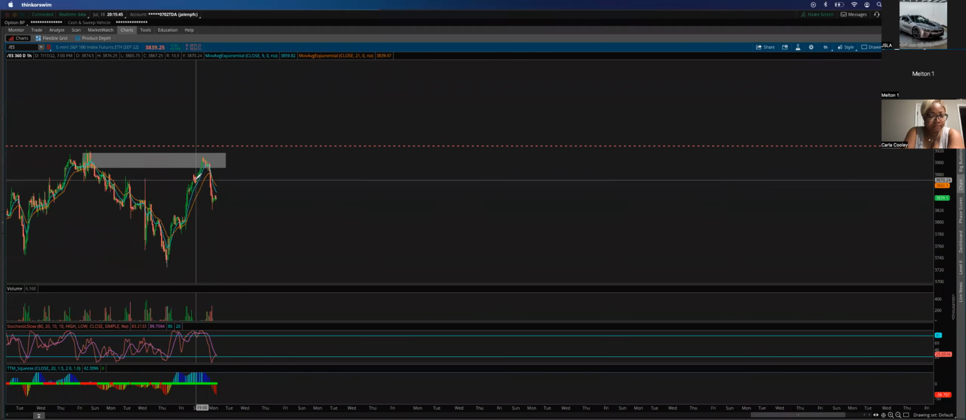But I was already in calls. So once we hit this level, I sold my calls because I'm like, well, I would just wait to see what we do in this zone, right? And what happened was we got into this zone and then we ended up selling off from this zone.